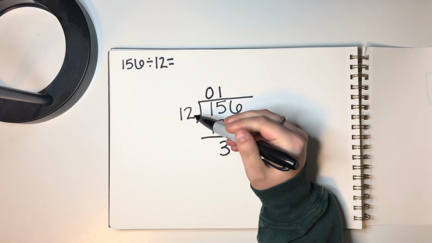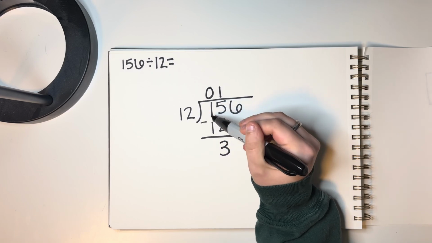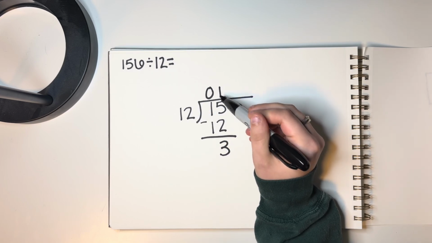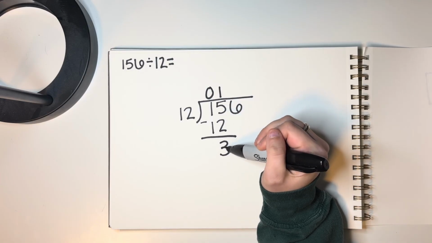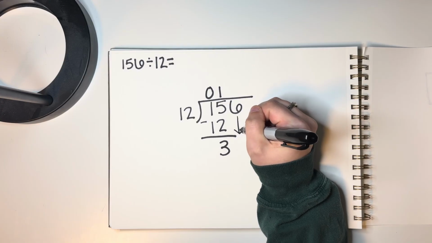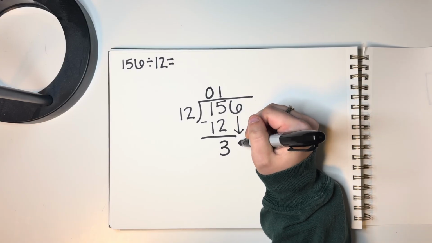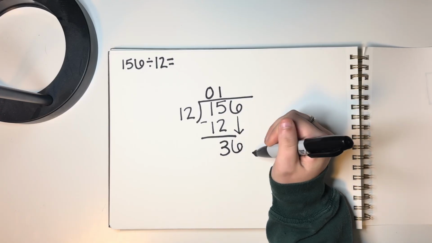So far we figured out that 12 does not fit into 1, so I have a 0. 12 does fit into 15 one time, and when I take away 12 from 15, I'm left with 3. The next thing I'm going to do is drop down my next place value. I'm going to bring this 6 down next to my 3, making 36.